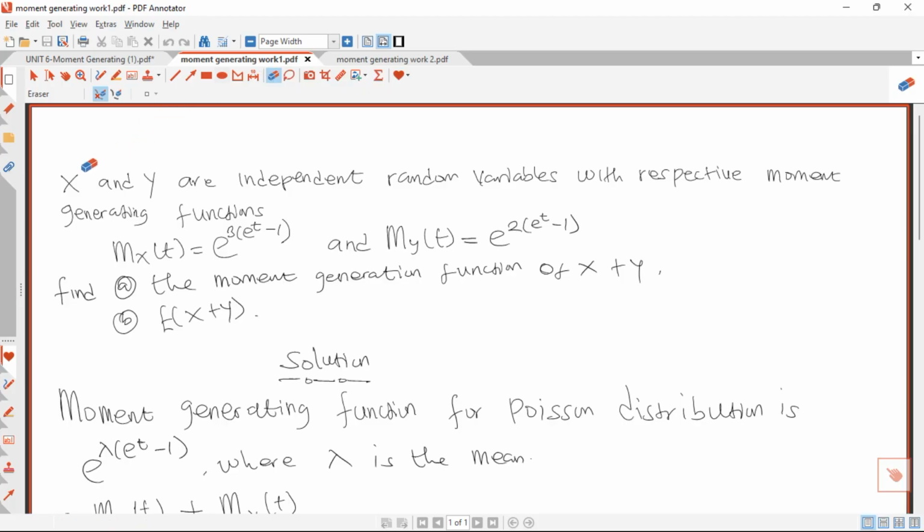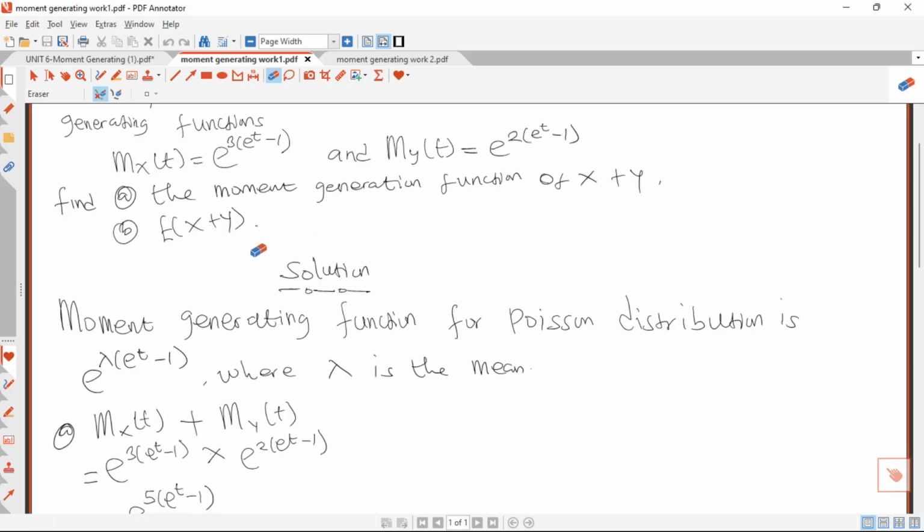For this question, x and y are independent random variables with respective moment generating functions. The moment generating function for x is given as e raised to the power 3 bracket open e raised to the power t minus 1, and the moment generating function for y is e raised to the power 2 times e raised to the power t minus 1. We have been asked to find the moment generating function of x plus y. Since we are adding the random variables, we are just going to multiply each moment generating function.